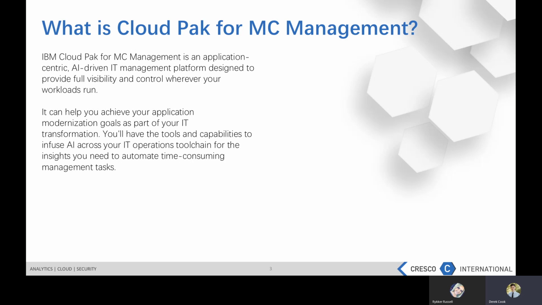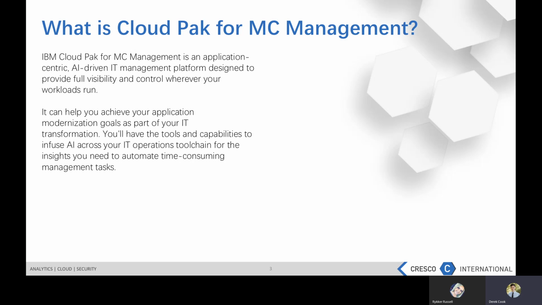So IBM Cloud Pak for multi-cloud management is an application-centric, AI-driven IT management platform. So this platform is designed to let you have full visibility and control wherever your workloads run. As I was saying before, multiple companies have data everywhere when it comes to the cloud services they use, top software platforms, et cetera. They want to be able to have that coincide all together and be brought together in one whole cartridge. So this is going to help you achieve application modernization goals that can be set within the business, and this can also be a part of your IT transformation.